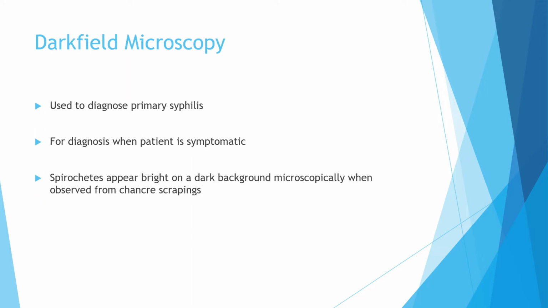Again, we can do dark field microscopy to help diagnose primary syphilis. It is for the diagnosis of syphilis when the patient is symptomatic. It's not very sensitive, this test. It does require about 100,000 organisms per mil in order to see it microscopically. And it does require a dark field microscope with very specialized techs. The spirochetes appear bright on a dark background microscopically when observed from the chancre scrapings.